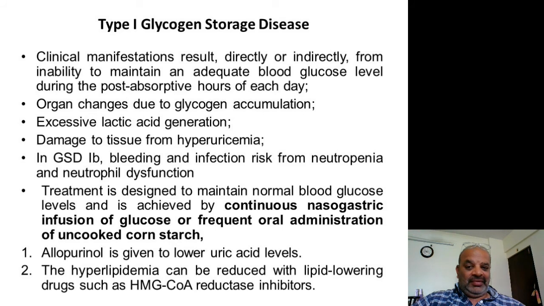Treatment is designed to maintain the normal blood glucose level, and it is achieved by continuous nasogastric infusion of glucose or frequent oral administration of uncooked cornstarch. Allopurinol is given to lower your uric acid levels. For hyperlipidemias, you can treat them by giving lipid lowering agents like HMG CoA reductase inhibitors, you have statins in that category.